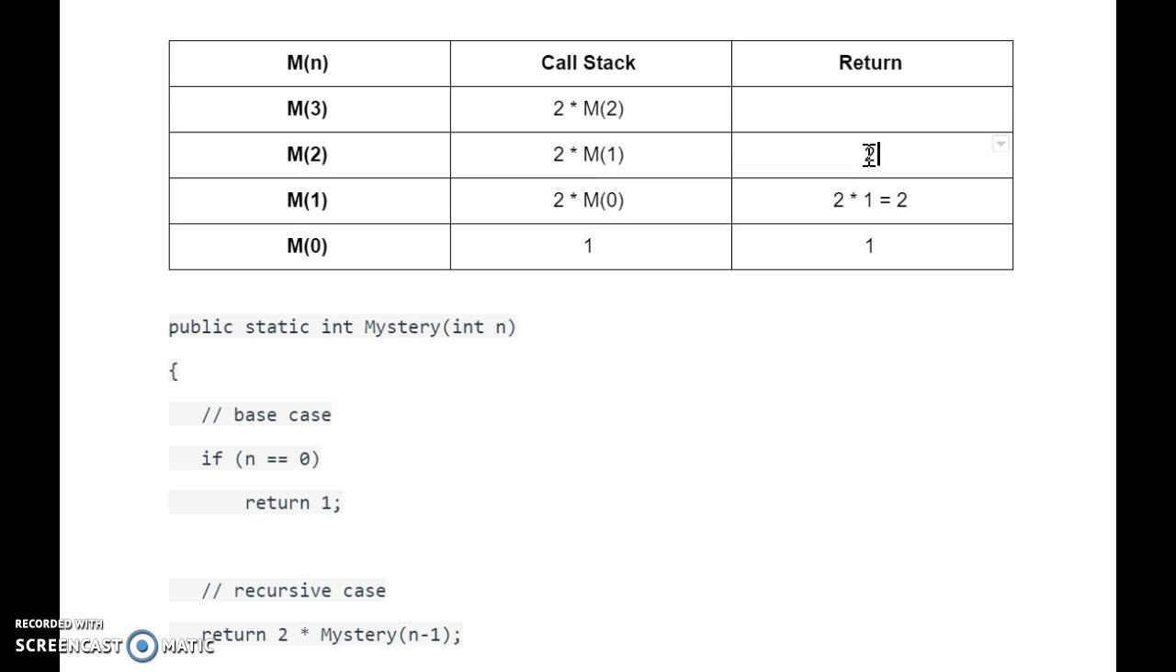And so we can replace the M sub 1 with 2, so we get 2 times 2, which in this case is 4. And then we can replace M sub 2 with 4, and we get 2 times 4, which in this case is 8. So our final answer is this 8 here, which would be our result of M sub 3.